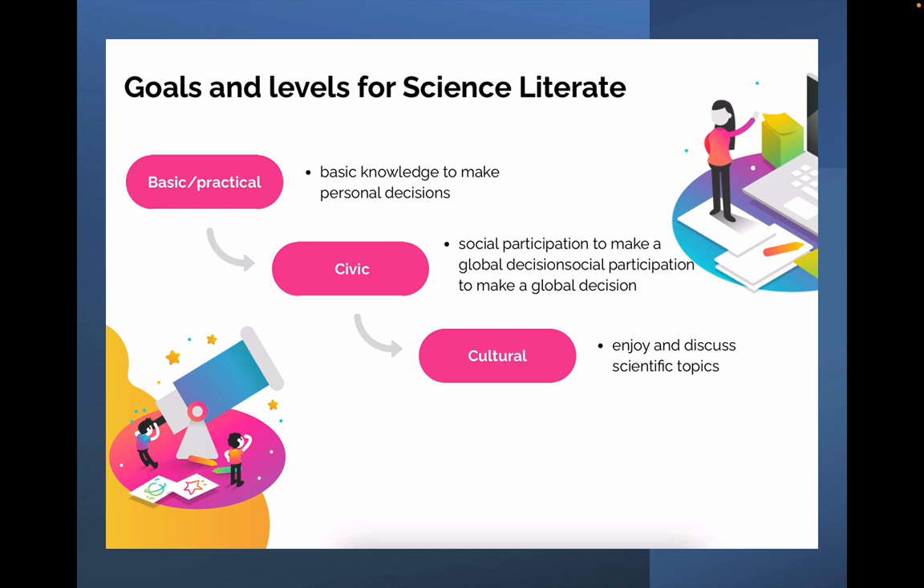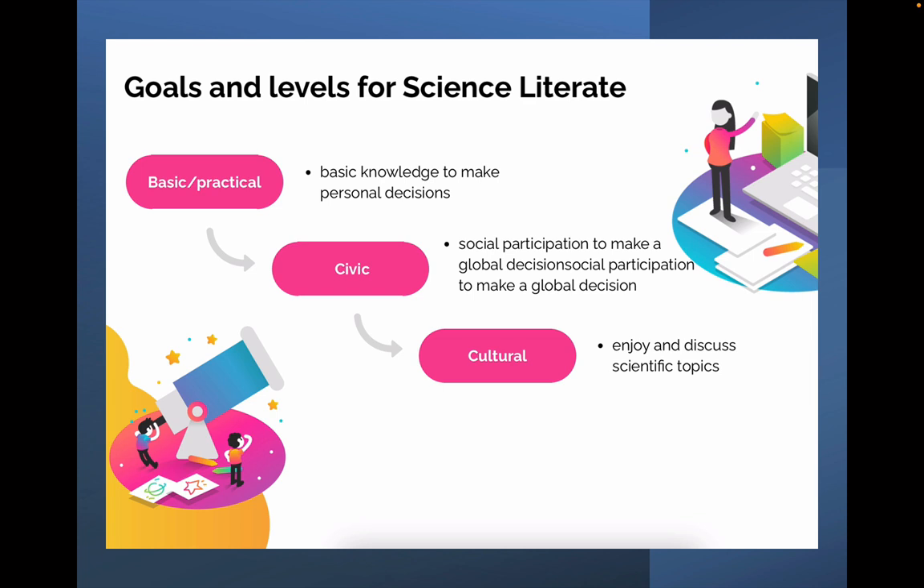There is a basic or practical scientific literacy. It is the basic knowledge that allows us to make personal decisions. Also, there is another level, civic scientific literacy. This scientific literacy allows us to participate in the global decisions, to make decisions as a society. So when we make decisions in which scientific concepts are involved, we need to make sure we understand and make our decisions based on our own criteria and as we wish.